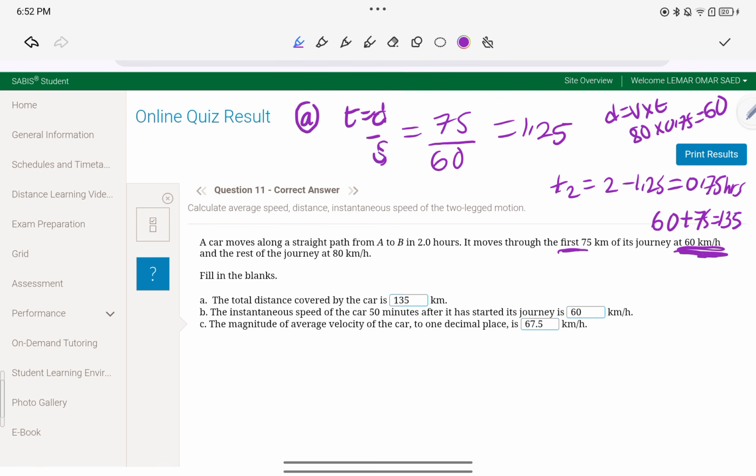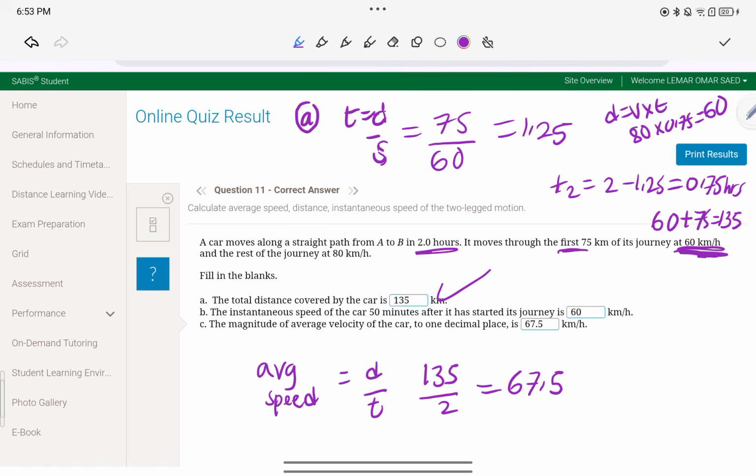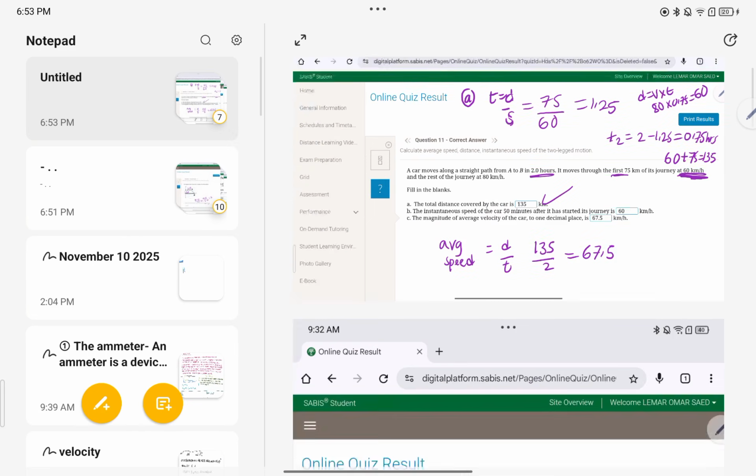Now, to find the average speed, it's distance over time. So 135 over t, over 2, which is equal to 67.5. The time is 2 hours. And you already found the total distance. So, yeah. Okay.